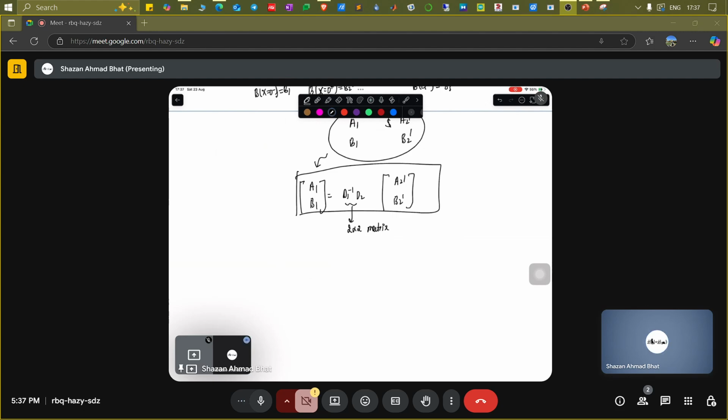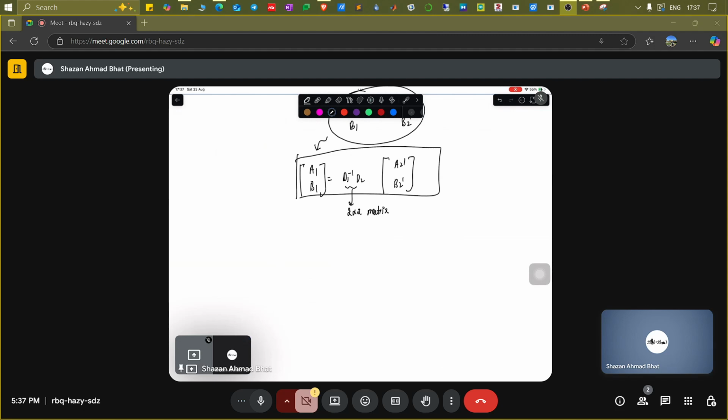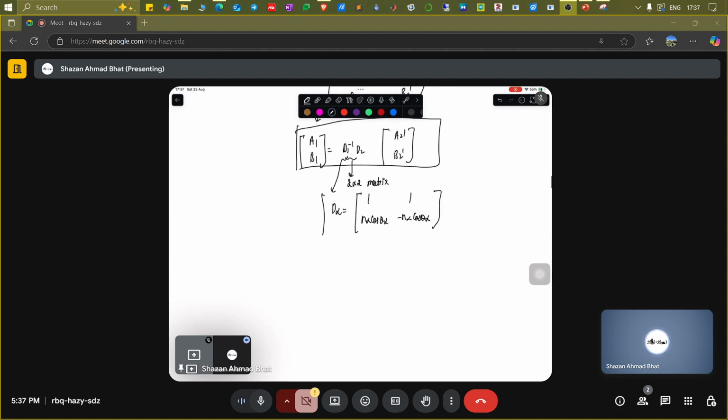Okay, and you can in general write this as some D alpha, where this can be written as 1, let's say, n alpha cos theta alpha, minus n alpha cos theta alpha. Okay, and this is for, for example, a TE mode or something called an S polarized wave.